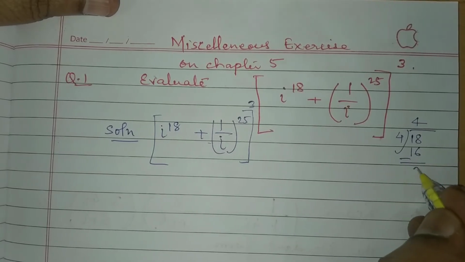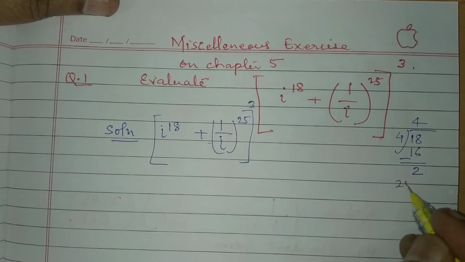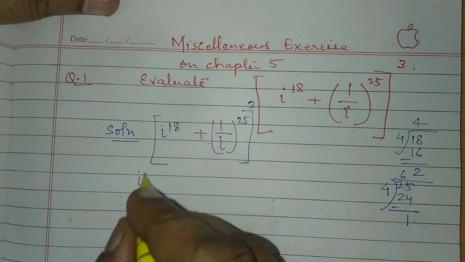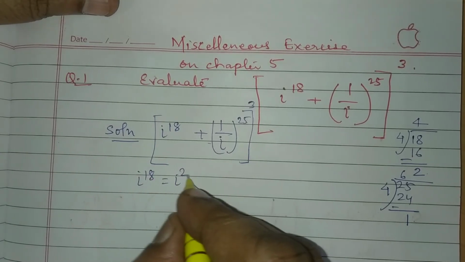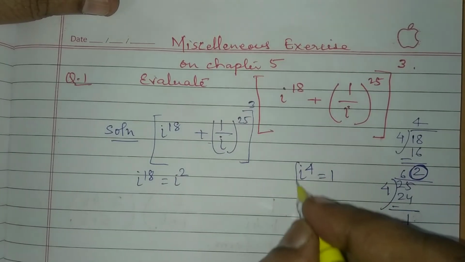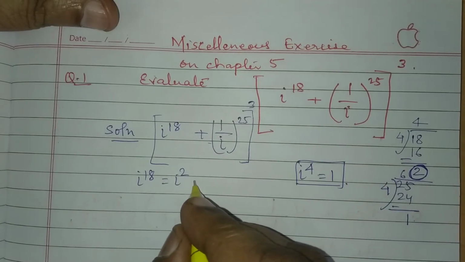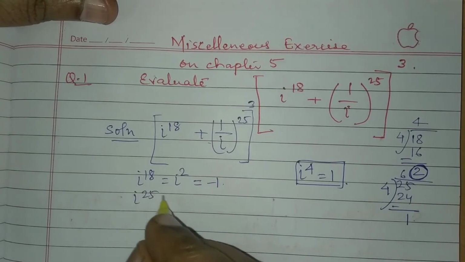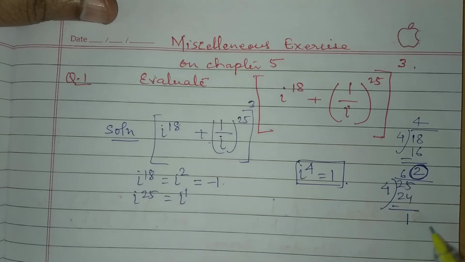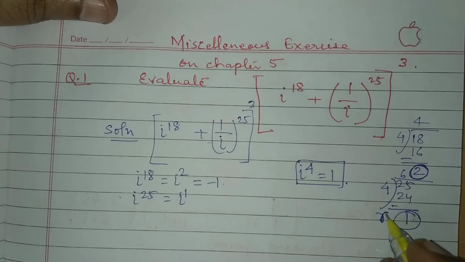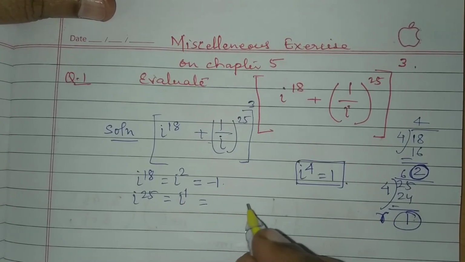16 means here we are getting 2, and here 25 you have to divide by 4. 4 6 24, we are getting 1. So it means that i to the power 18 can be written as i to the power 2, because the remainder is 2. Since i to the power 4 is equal to 1, this you know, and i square is equal to minus 1. Now i to the power 25, you can write i to the power 1, because here the remainder is 1. So whatever the remainder will be, you will have to put the remainder, because i to the power 4 is equal to 1.